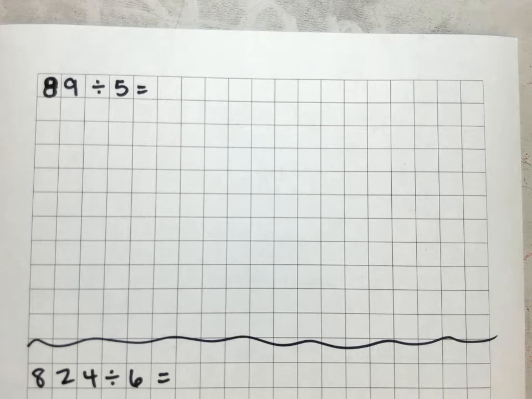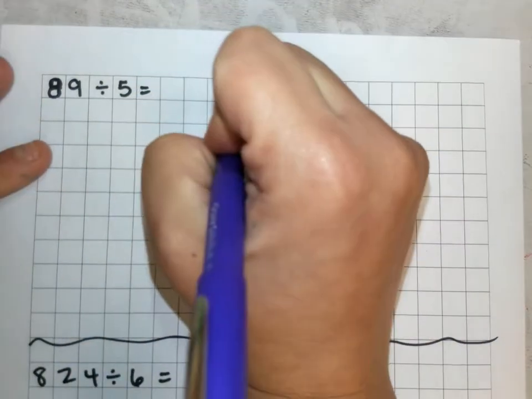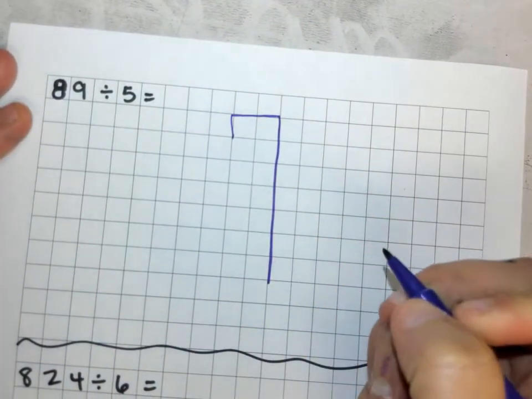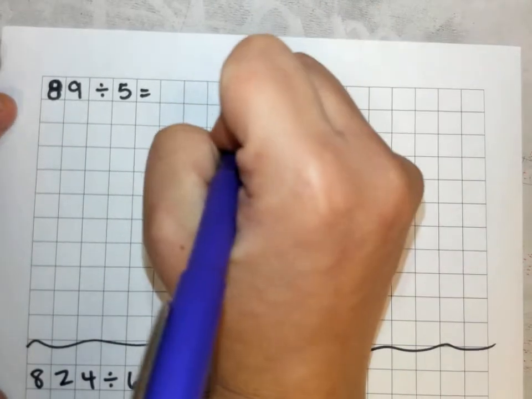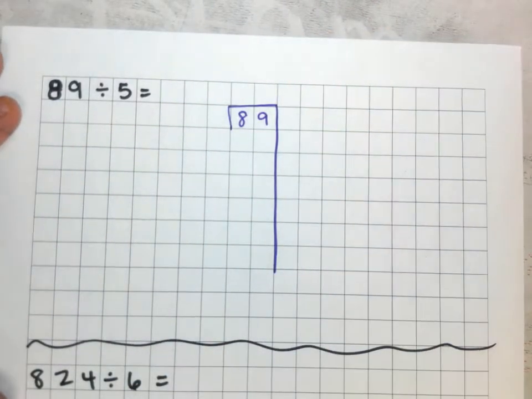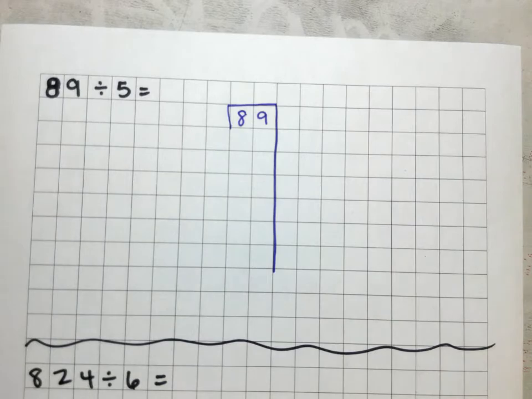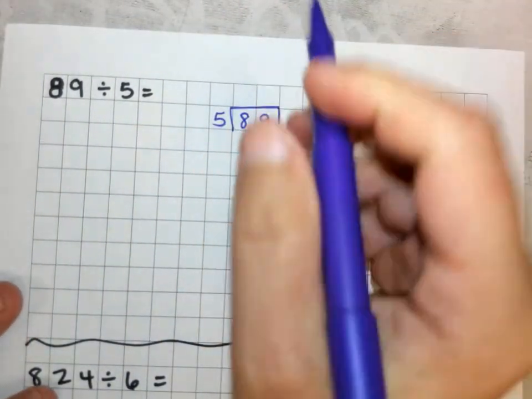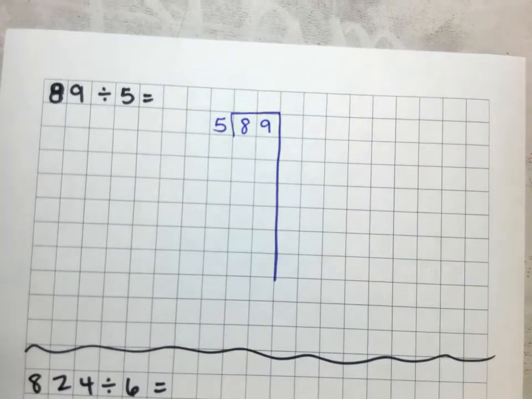For the first one, we're going to divide a 2-digit number by a 1-digit number using the partial quotient method, or what we call here in the classroom the big 7. We set it up by making a big 7. We put the dividend inside, which is the biggest number. We put the divisor on the outside, and our quotient will go at the top.